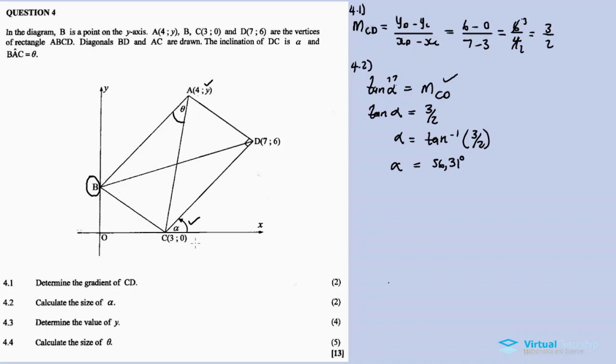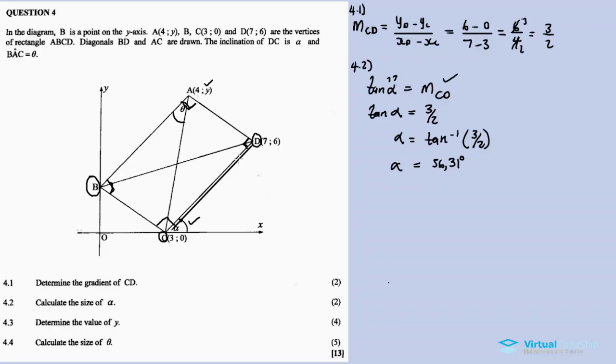Why do we say so? Look here, I just calculated the gradient of C and D, the gradient for line CD. Then check, this is a rectangle. It means what? At the corners, the sides, the lines for these sides will be perpendicular to each other. The interior angles are going to be equal to 90 degrees at the corners, right? So it means these lines are perpendicular.